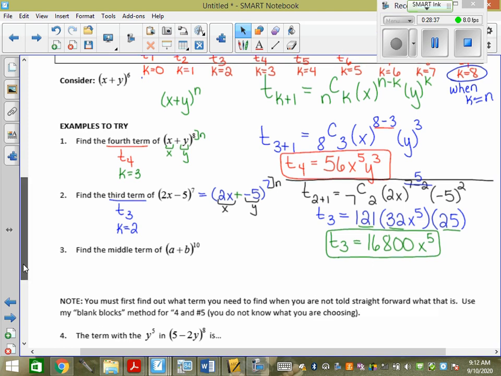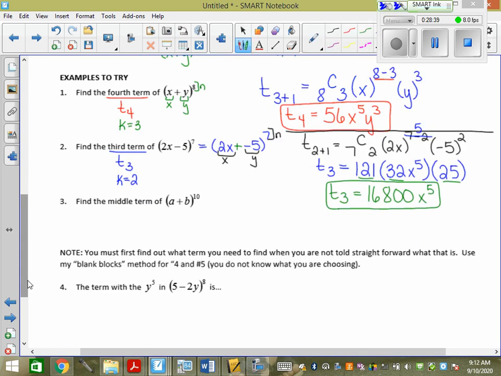Okay. This one says find the middle term. So it makes it a little harder because it's not specifically telling you which term to find. But you guys are smart. You know that if this is n equals 10, how many terms do I have?